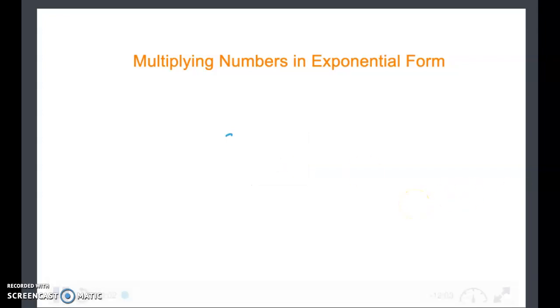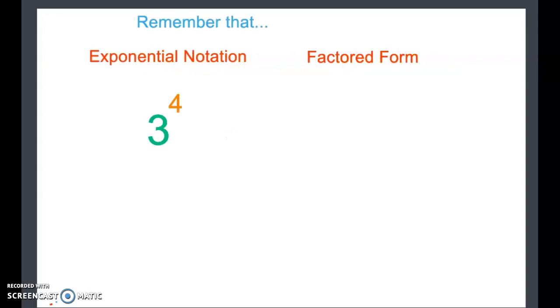Multiplying numbers in exponential form. In order to multiply numbers in exponential form, we first need to remember what exponential notation actually stands for.